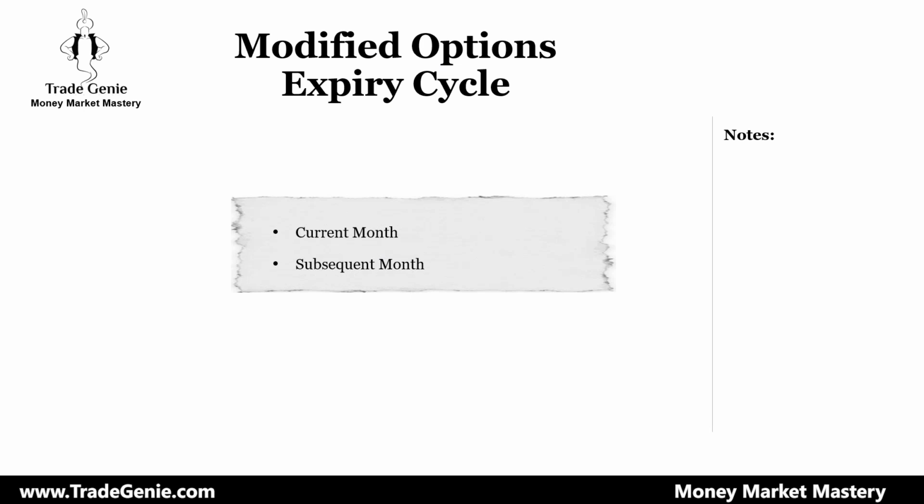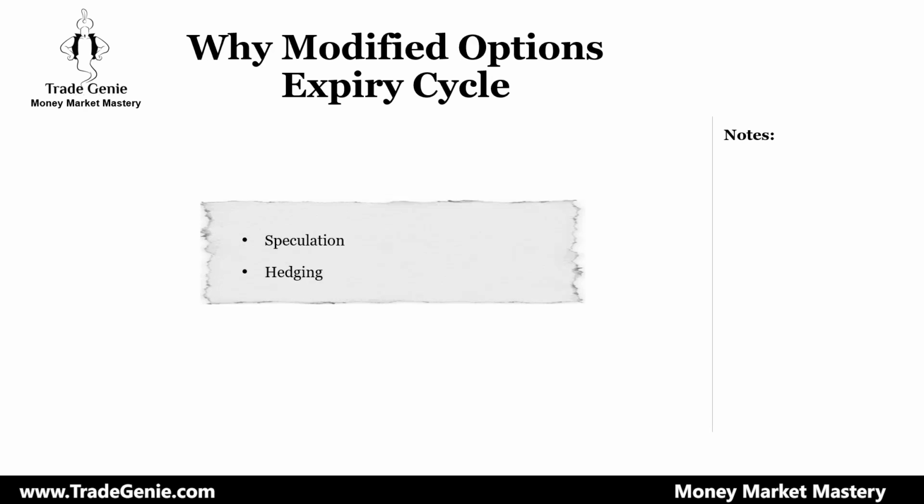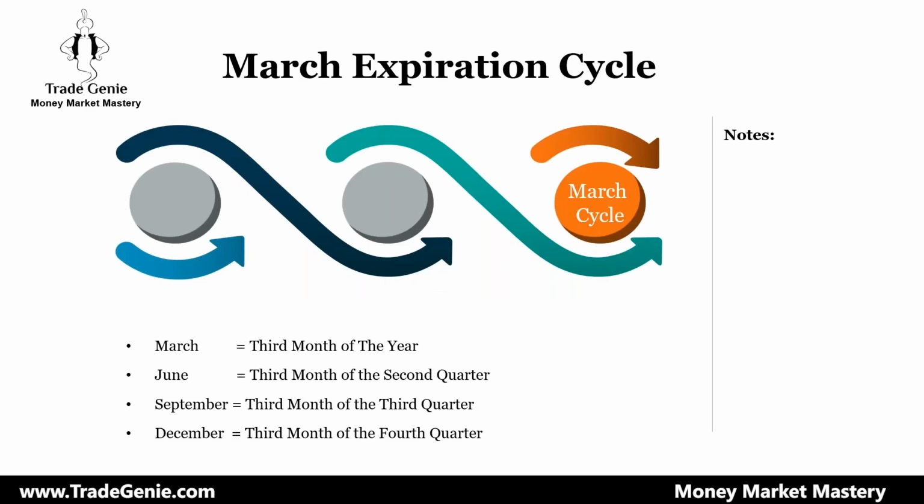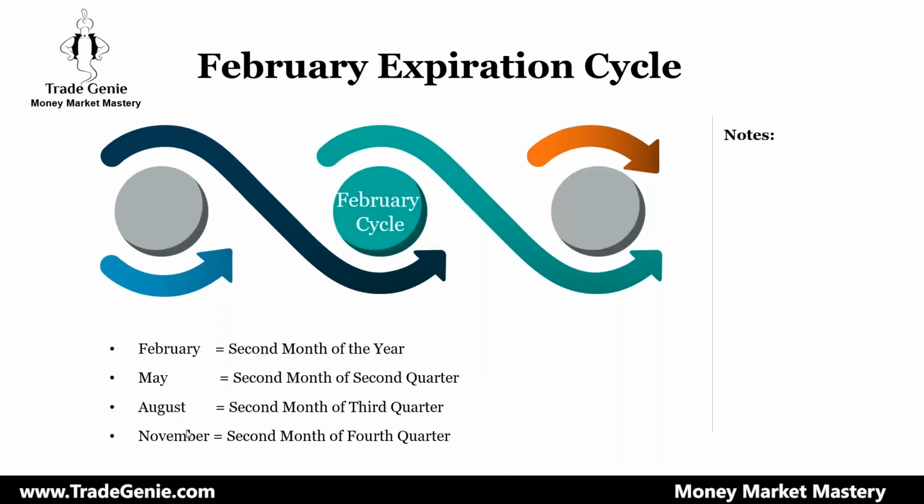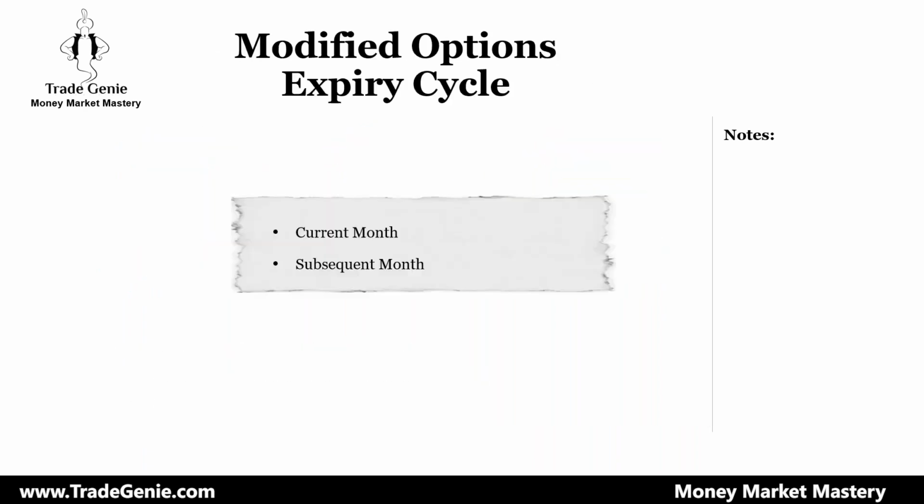Imagine if you don't have a current month and a subsequent month, and options are assigned just based on these cycles, January, February, and March. Then it would depend only on which quarter. If it's the March quarter, then we would see only March, June, September, December. If it's a February cycle, then we will see February, May, August, and November. So there's a big gap. In order to eliminate this big gap, they implemented an amendment, the modified option expiry cycle.